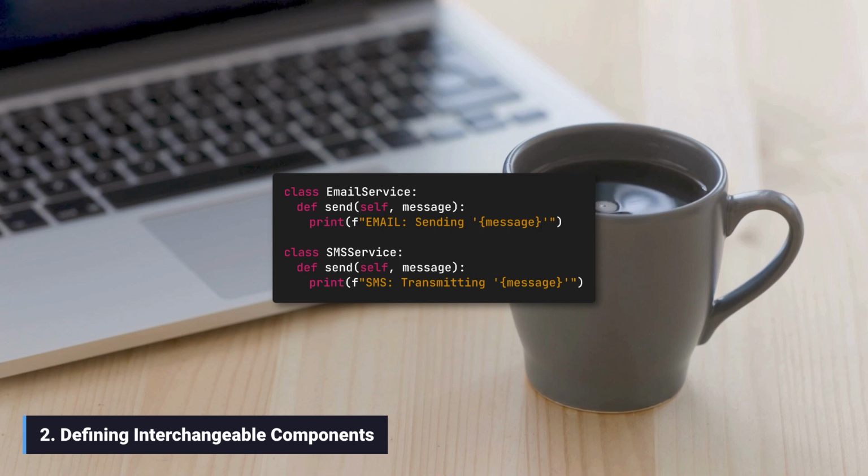2. Defining interchangeable components. We define two separate classes, email service and SMS service. Critically, both classes implement the same interface method, send. Since they both send a message, DuckTyping considers them interchangeable for any function that needs a send capability.